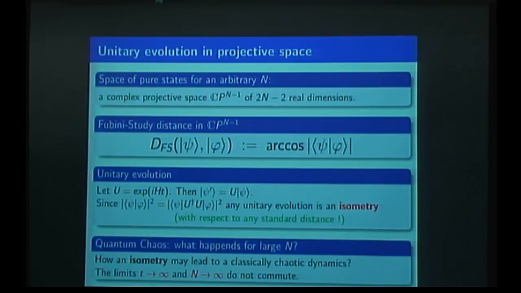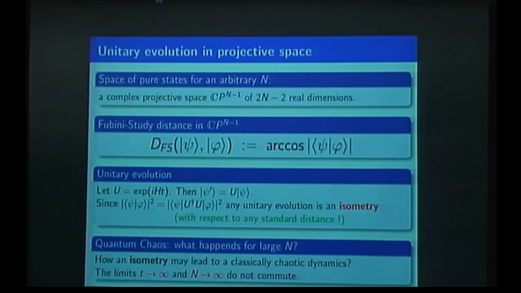Technically, those states are elements of complex projective space. We don't need to care too much about it. This is complex projective space, and mathematically speaking, there's a natural distance, Fubini-Study, which for n equal 2 corresponds just to the standard geodesic distance from Mexico to Krakow on the sphere.